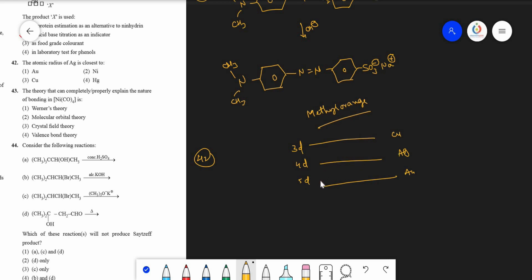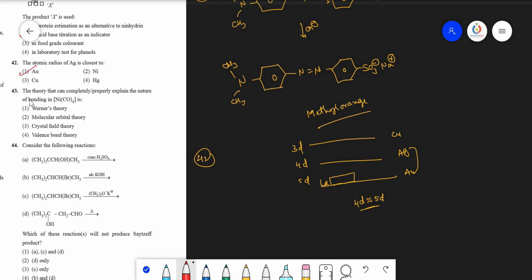And after the 4d series, in the 5d series lanthanum will be there, and from lanthanum the remaining elements shall have the same atomic radius because of the lanthanide contraction. So the atomic radius of 4d series elements is nearly equal to the 5d series elements. That is the reason why both silver and gold will have the same atomic radius. Hence option 1 is correct.